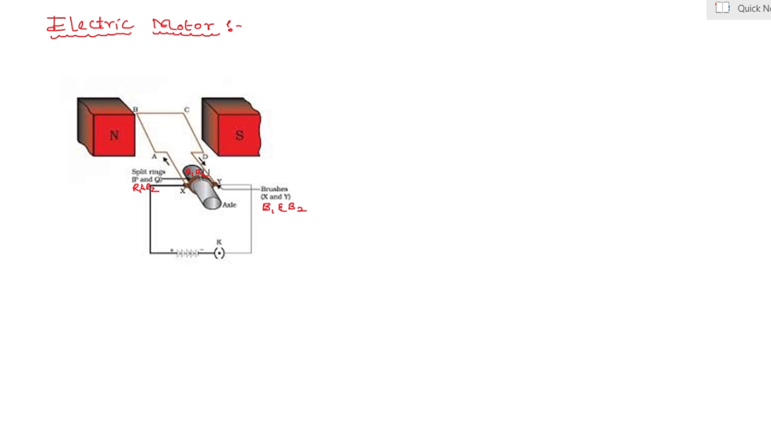Yes, my dear students, let us see today what is meant by an electric motor, on which principle an electric motor works, and the construction and working model of an electric motor. First of all, an electric motor is a rotating device used for converting electric energy into mechanical energy.